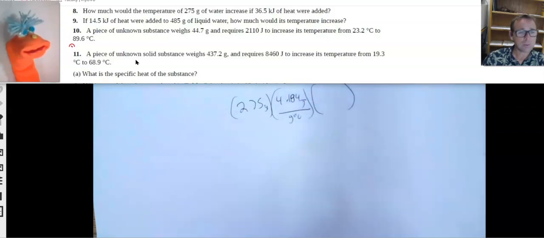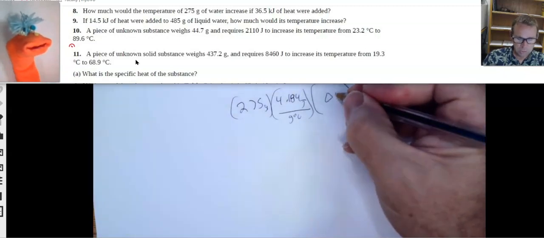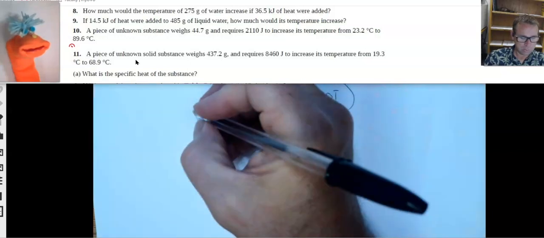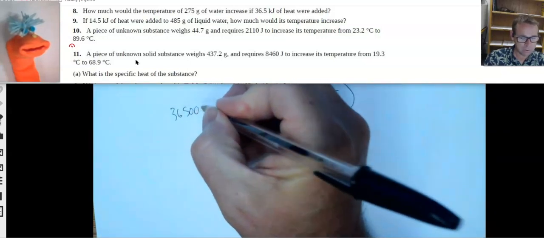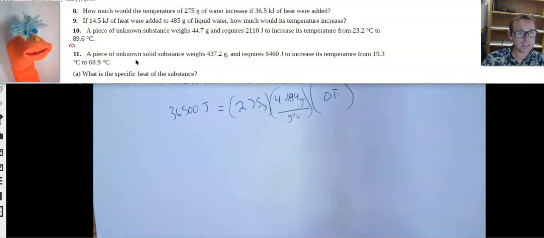And what is it we're after here? The change in temperature. Okay, so we don't know what the change in temperature will be, but that's what we're going to find out if we add 36500. Why did you do that? Well, see that they provided it in kilojoules and we want it in joules because our specific heat is in joules per gram degree Celsius. Follow that? Oh yeah, I see that. Okay, so that's all we have to do here.